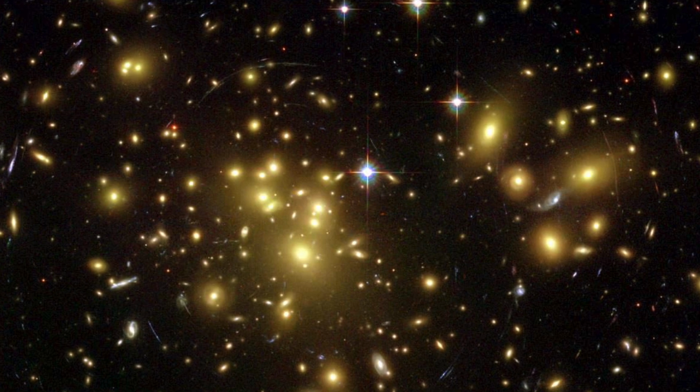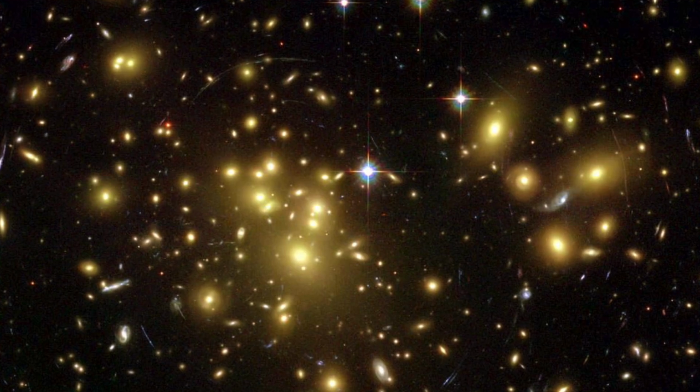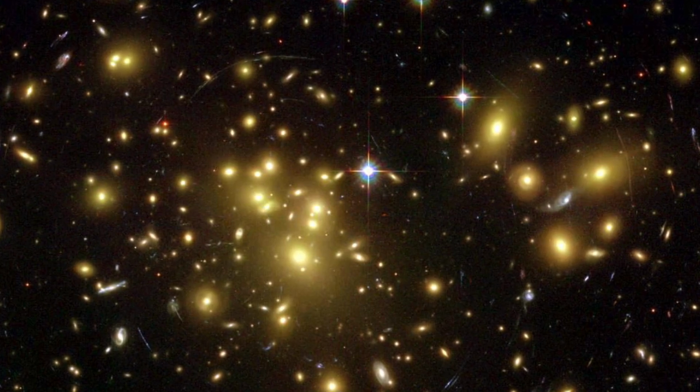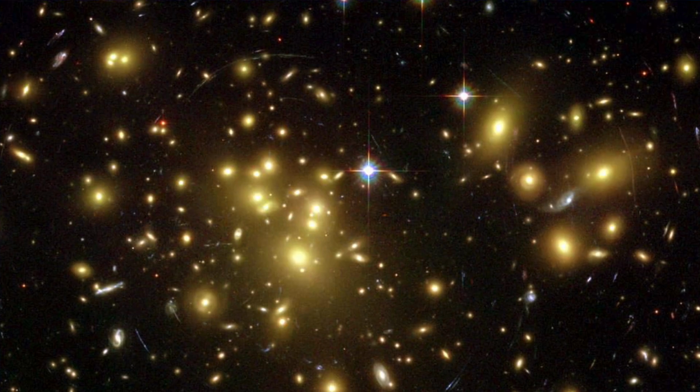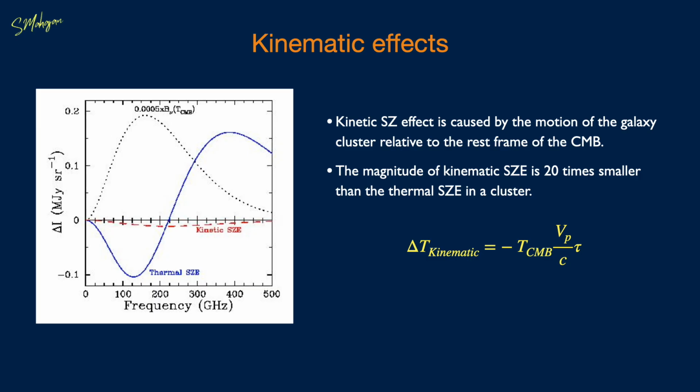Thus, when looking at individual galaxy clusters, astronomers have only been able to put upper limits on the distortions due to the kinematic SZ effect simply due to the difficulty of observing such a weak signal. The kinematic SZ effect provides a method for calculating the peculiar velocity as shown by this equation. Here, Vp is the peculiar velocity and tau is the optical depth, respectively. In order to use this equation, the thermal and kinematic effects need to be separated.